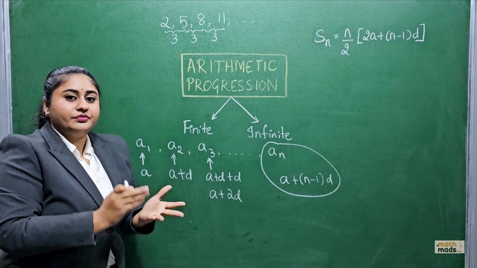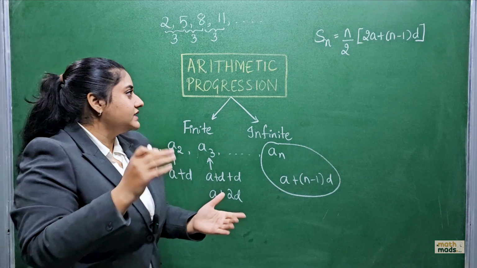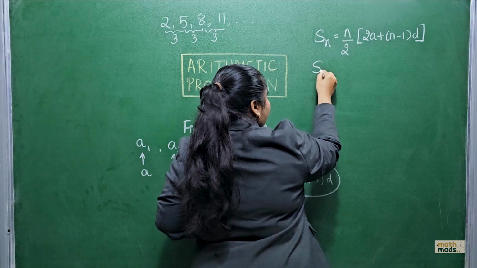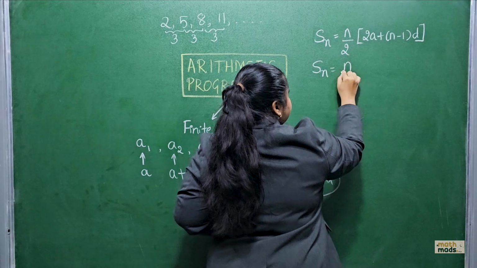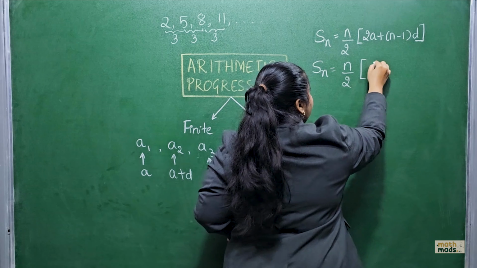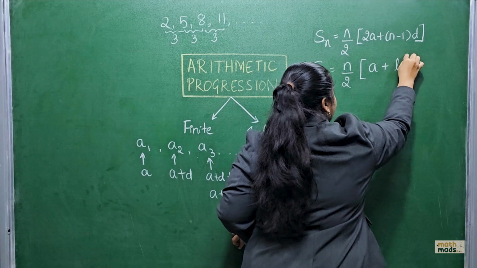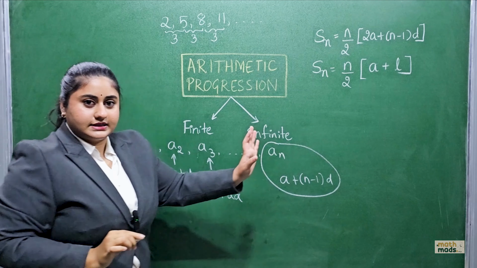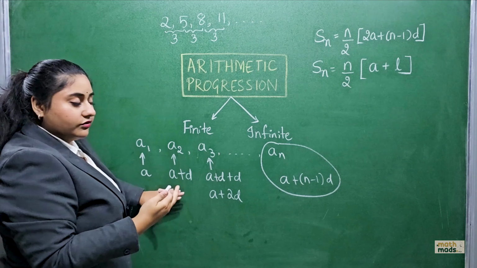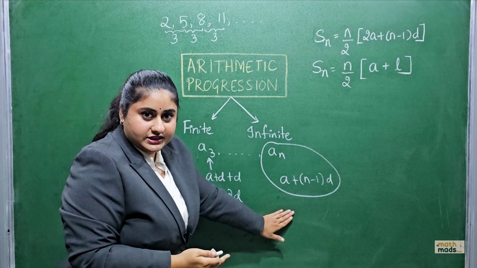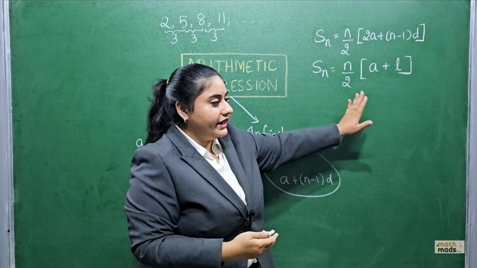Suppose you know the first term, you know the last term and how many terms, then you can apply the other formula for sum up to n terms. That is n by 2 into first term plus last term, where L is the last term. Okay, so what are the two things that you have to remember? First is the general term, then it is sum up to n terms.